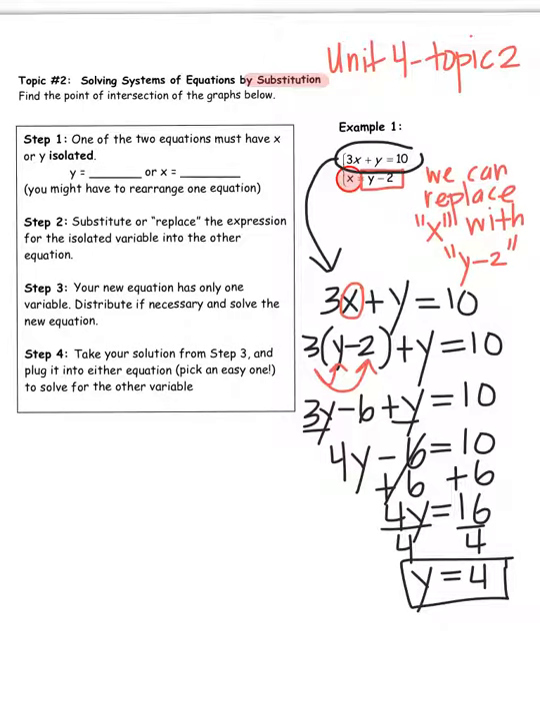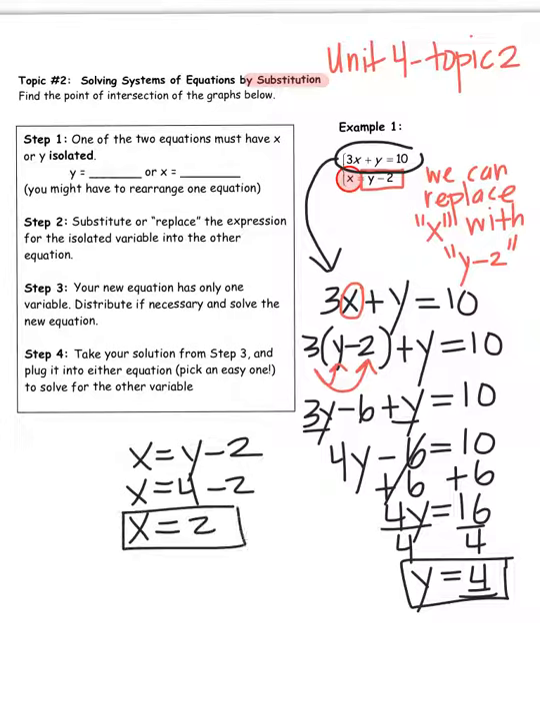So I have y. I need to find x. To do that, I'm going to pick my easier equation, which is x equals y minus 2. I'm going to write it here, x equals y minus 2. And I'm going to plug 4 in for y. So I get x equals 4 minus 2 and solve this simple equation. 4 minus 2 is 2. So there's my x coordinate and my y coordinate. Remember, the whole point of a system is that the answer to a system gives you an x and a y. It gives you a point.